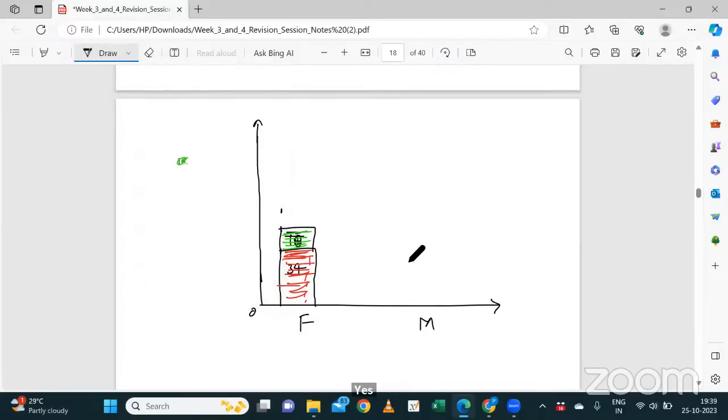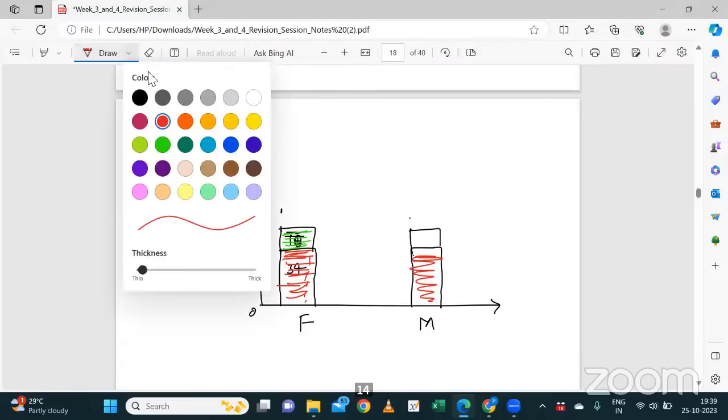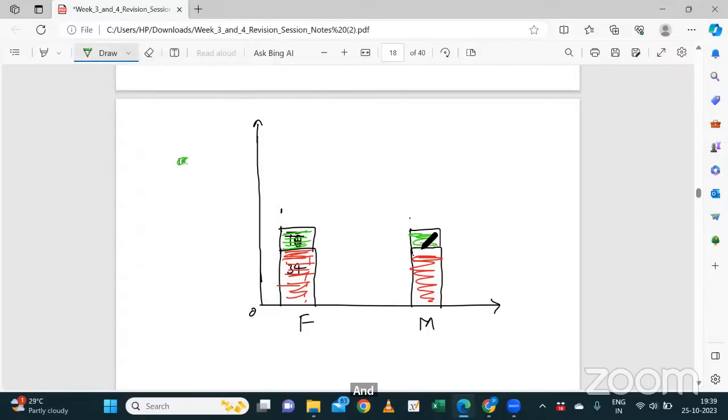Same for male. How many males are saying yes? 42. And how many males are saying no? 14. So suppose this many males are saying yes and this many males are saying no. This is what is called a stacked bar chart.